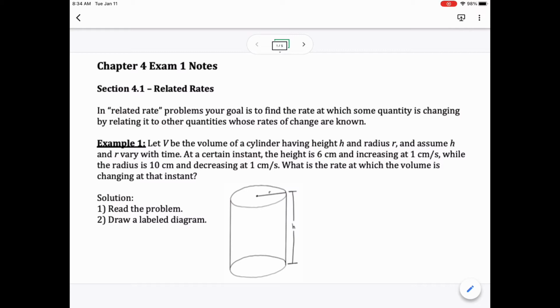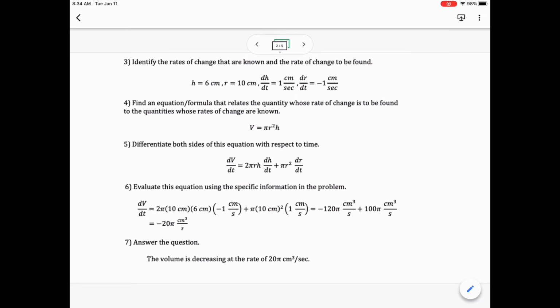Reading the problem, being able to identify the good information, and then using a diagram to help facilitate what information we have is always good. Sometimes you won't be able to, which is fine. Then identify the rates of change, or things you do know. We know the height as time changes, and we know the radius as time changes. Then you need to identify the equation or formula that represents this. In this case, it'll be volume, which is pi r squared h for a cylinder.